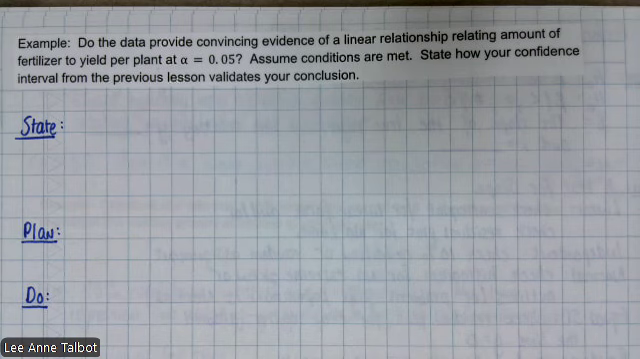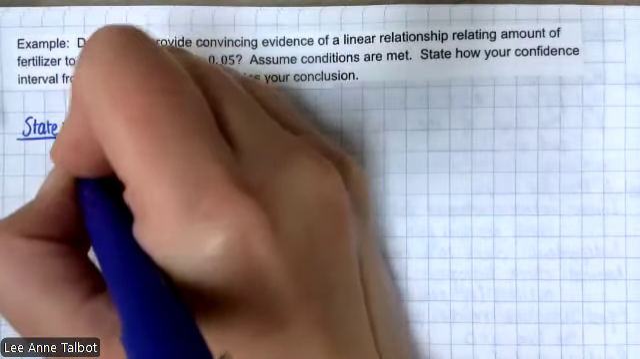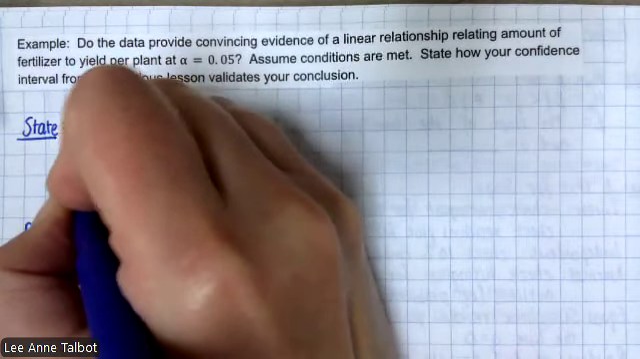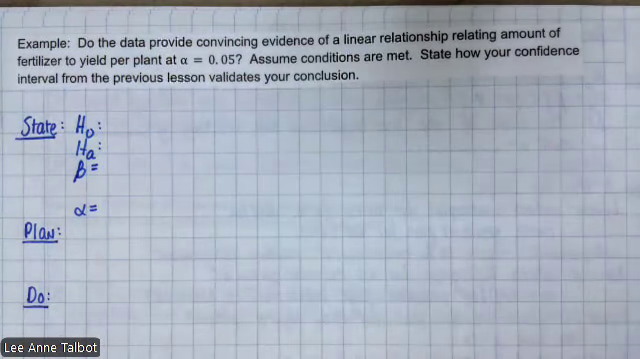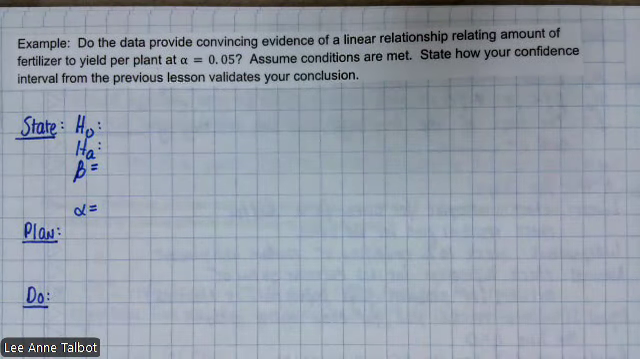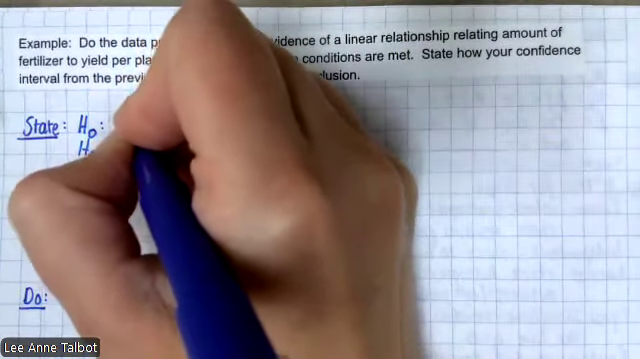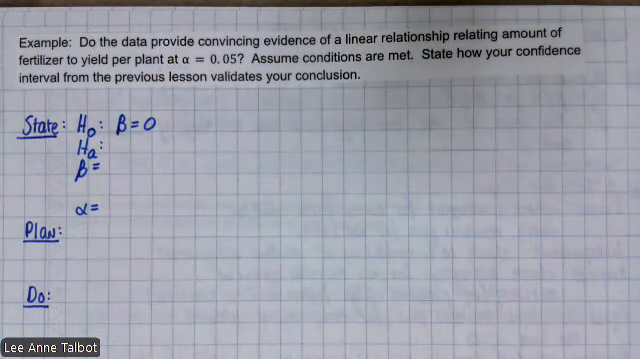Last example, here we go. State: null hypothesis, alternative hypothesis, beta equals, alpha equals. Okay, null hypothesis: beta equals 0 every time.